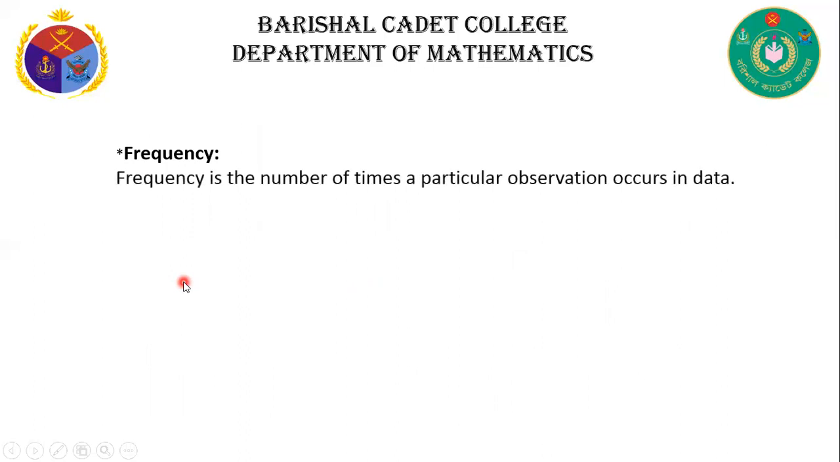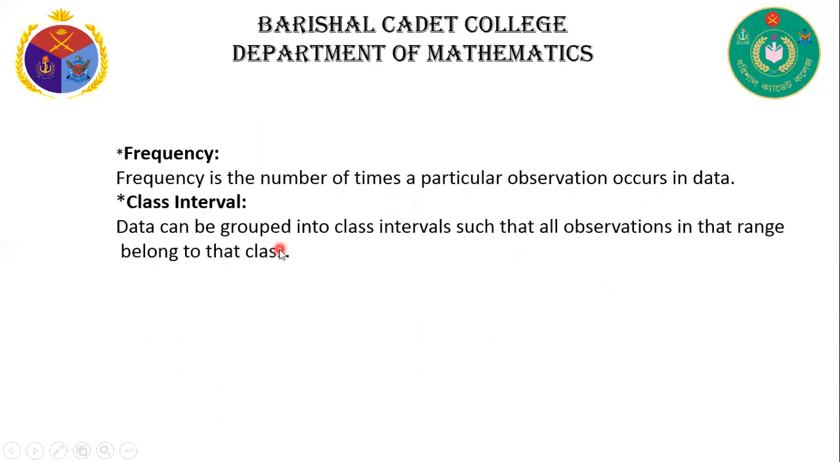Now, frequency. Frequency is the number of times a particular observation occurs in data. Class interval. Data can be grouped into class intervals such that all observations in that range belong to that class. Class width is the upper class limit minus the lower class limit.